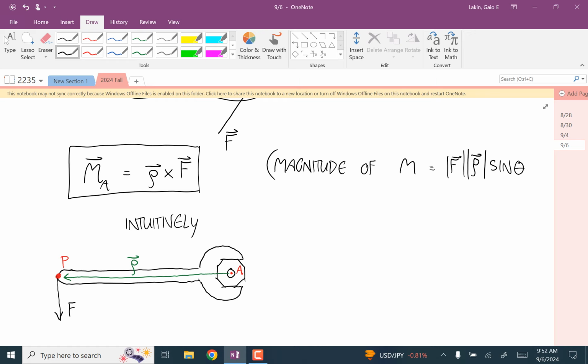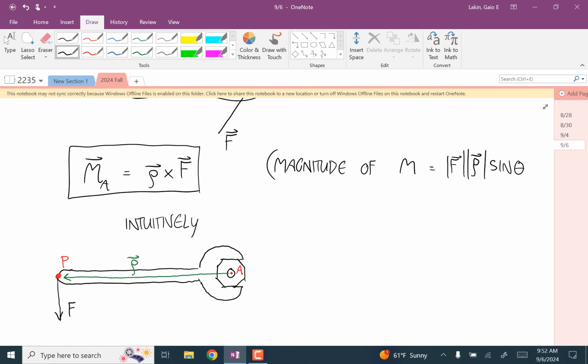So you could have that rho vector be really long and still not produce a moment. This is another thing that I think makes sense intuitively to everybody. Like if you just stood here pushing on the end of this, it would never turn, because the sine of the angle between the rho vector and the force vector would be 0.